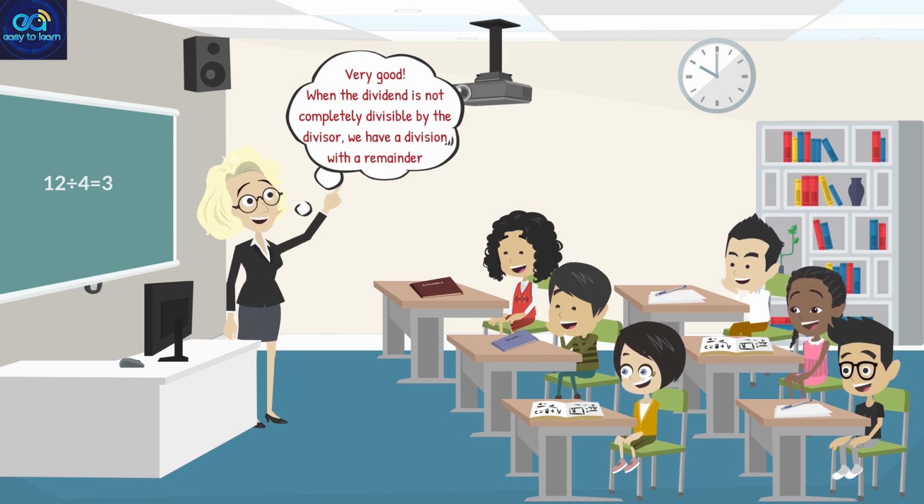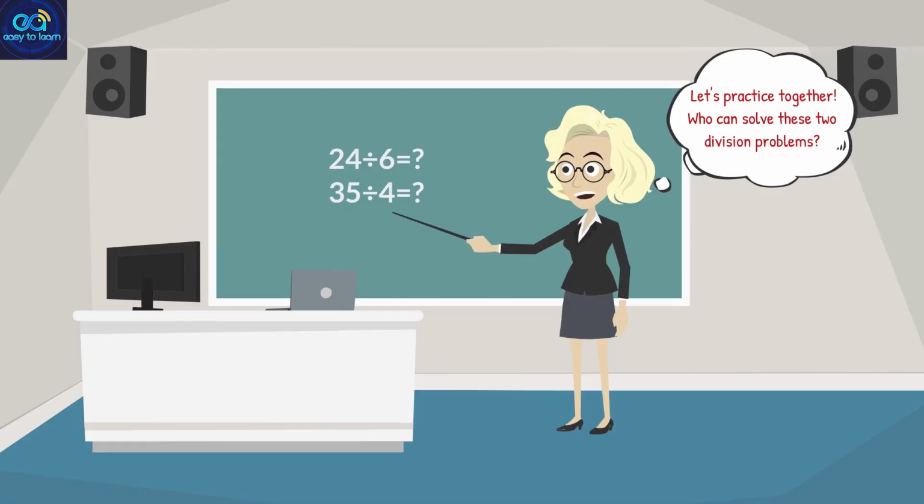Very good. When the dividend is not completely divisible by the divisor, we have the division with a remainder. Let's practice together. Who can solve these 2 division problems?